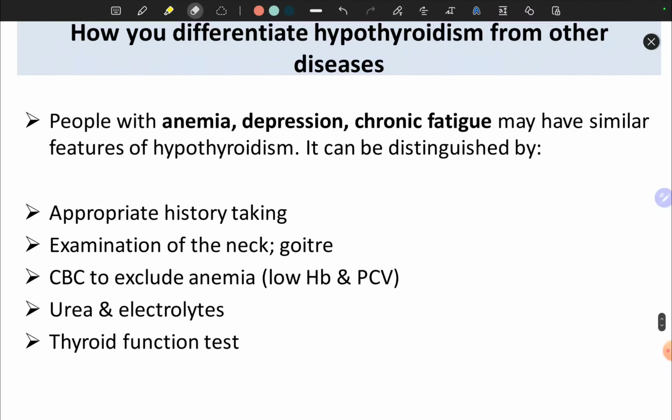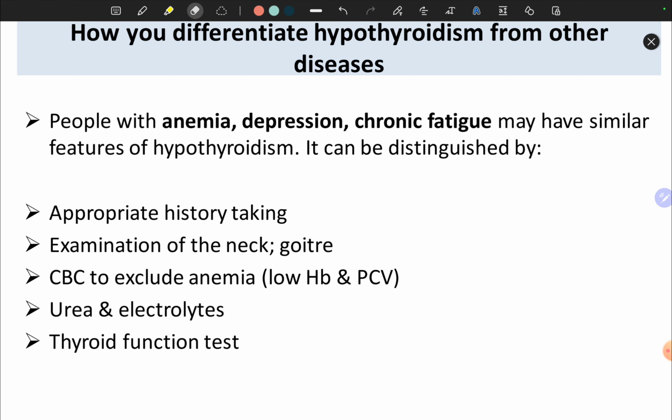So simply, how do you differentiate between hypothyroidism and other conditions, other differential diagnoses like anemia, pallor, tiredness, lack of energy, possibly a mental problem, depression, and chronic fatigue syndrome? These are common diseases that overlap. We can differentiate hypothyroidism from others by appropriate history taking. Cold intolerance is important, appetite is important, menstrual cycle is important, constipation is important.